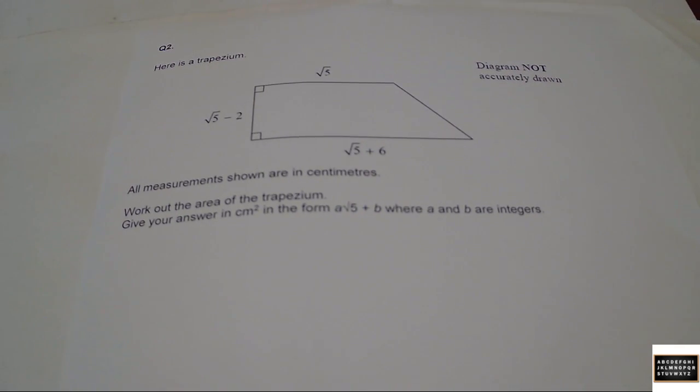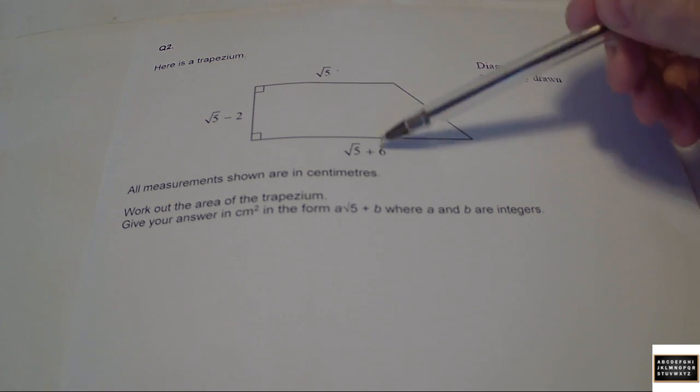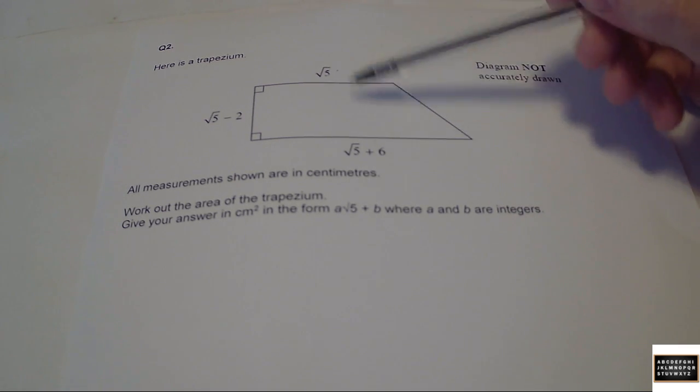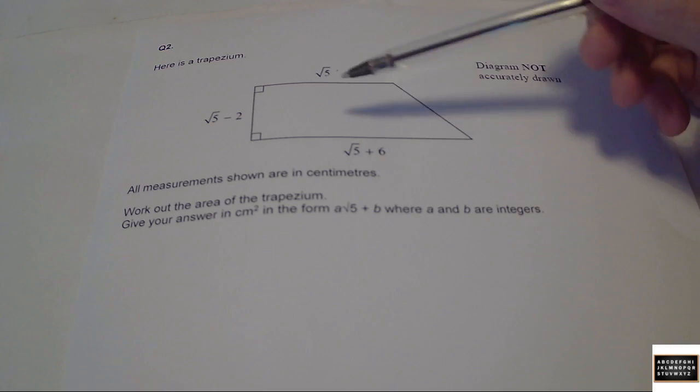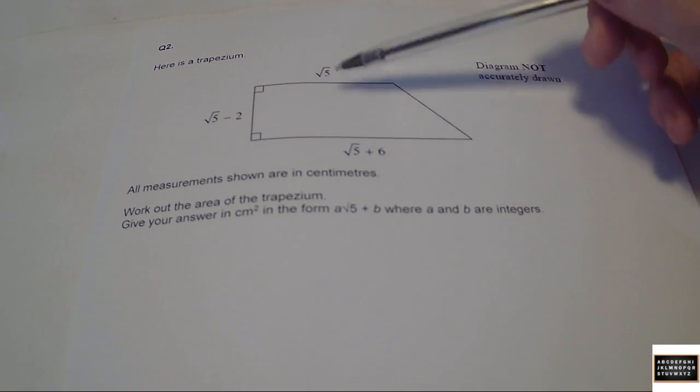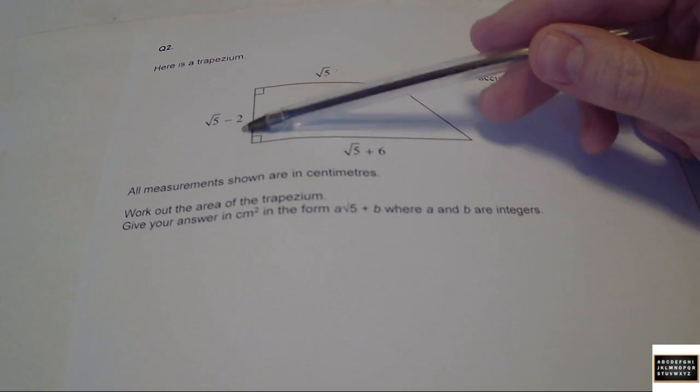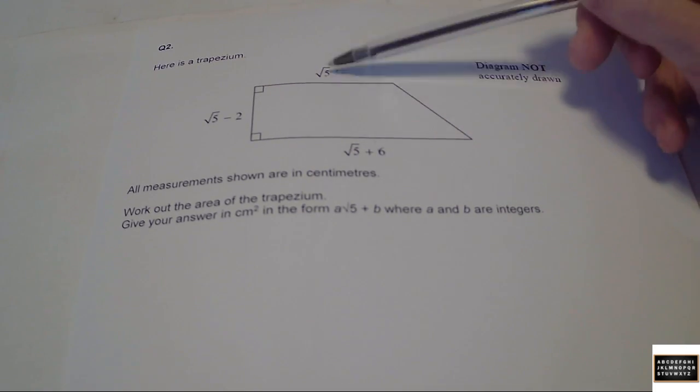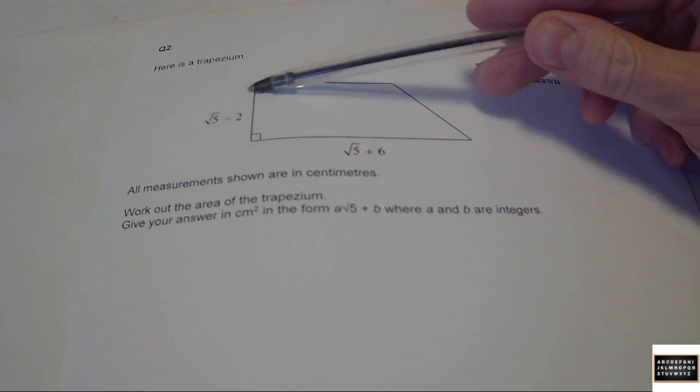Okay. Question 2 I've pulled out is to do with another area question, but this one to do with a trapezium. So again, for the area of the trapezium, you're going to do half the sum of the parallel sides. So these are the parallel sides here. So half of the sum of those, and then times by the distance between them. So half the sum of these times by the perpendicular distance between them. So these two added up, divided by 2, and then multiplied by this.